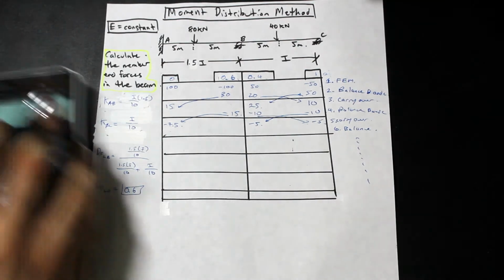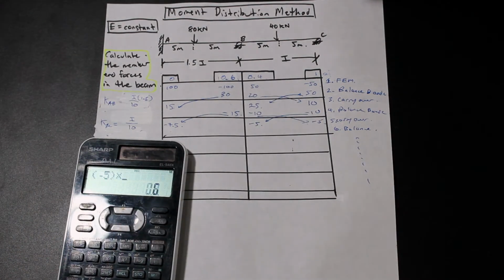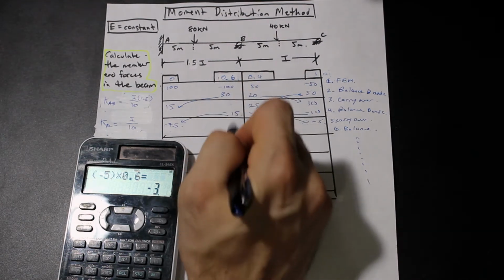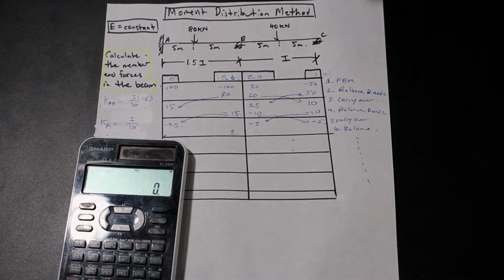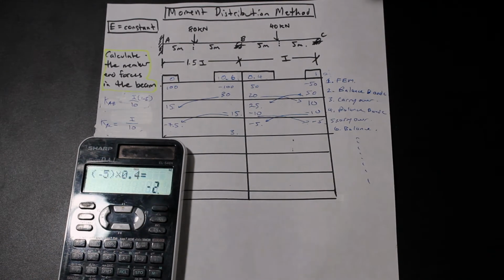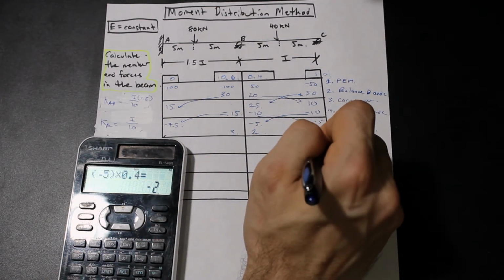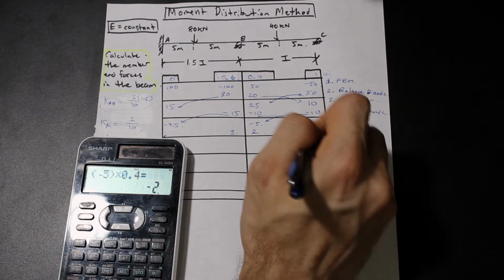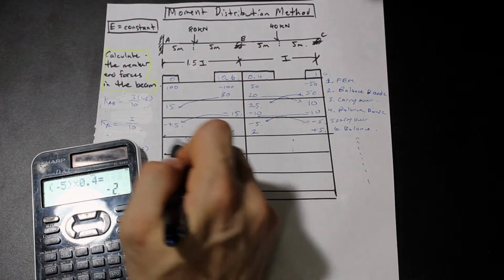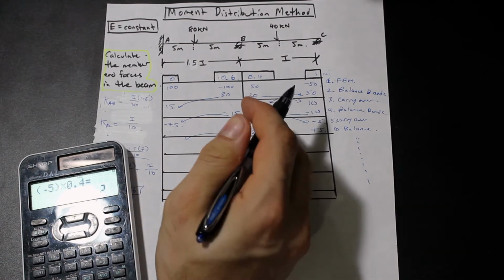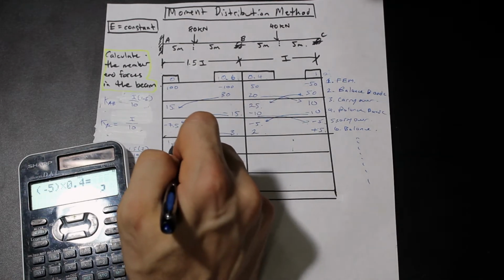So we have negative 5. That's going to be times 0.6. So we have negative 3. That's for the left side, right? So change the sign. That's positive 3. Negative 5 times 0.4, that's going to be 2. And then positive 5 here. Negative 5 times 1, change the sign. Let's do our carryover. So we're going to carry over this. We're carrying over 1.5.